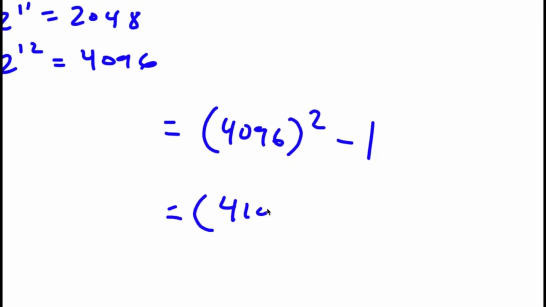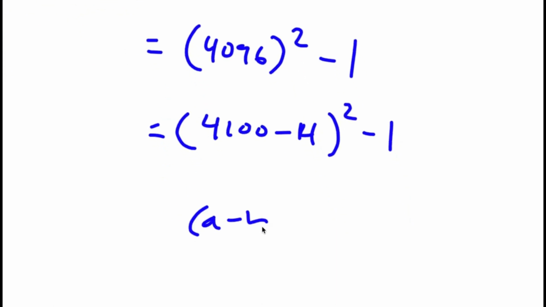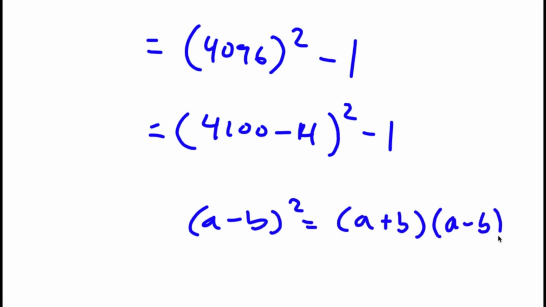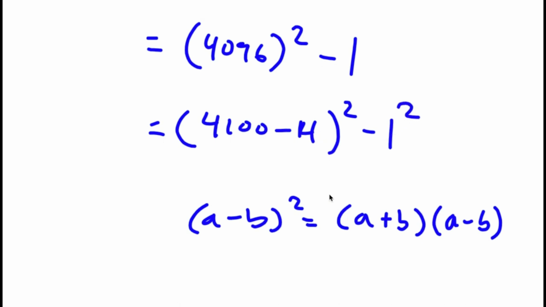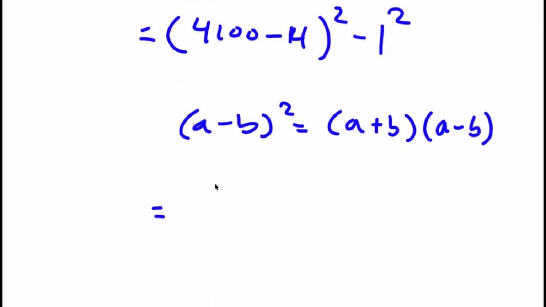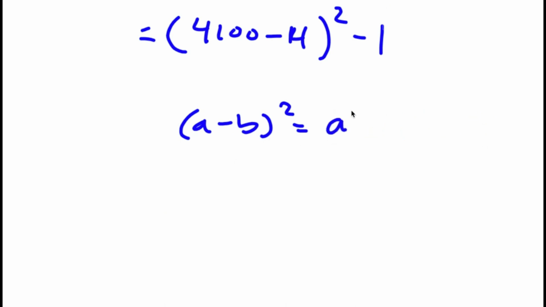Now, 4096, this is the same thing as 4100 minus 4. So I have this squared minus 1. And if I have something in the form a minus b squared, this is equal to a plus b times a minus b. So 4100 minus 4 squared minus 1, and 1 is the same thing as 1 squared. So now this is the same thing. Sorry, it's not a plus b times a minus b, it's actually a squared minus 2ab plus b squared.